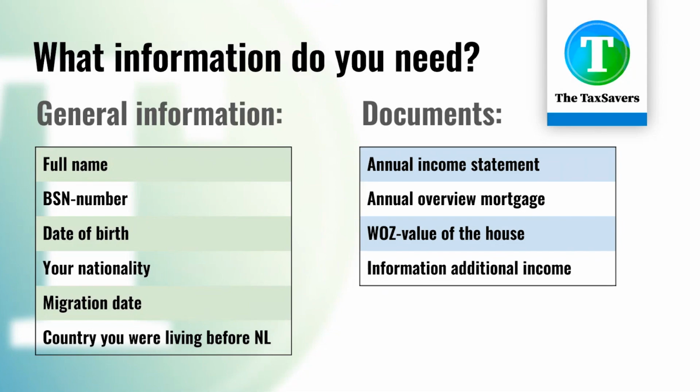So what information do you need to prepare the M form? First of all, you need general information like your full name, BSN number, date of birth, nationality, migration date, and the other country of residence. It's useful to also have a few documents ready when preparing the form. Depending on your personal situation, you will need the annual income statement, annual overview of the mortgage, the WOZ value of your house, and the information about any additional income.